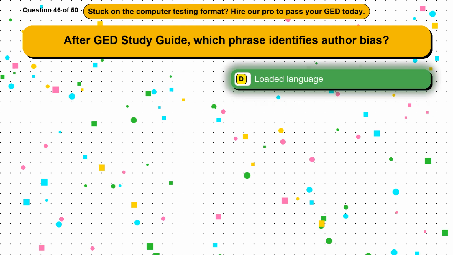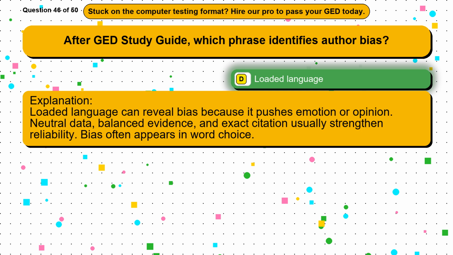The correct answer is option D. Loaded language. Loaded language can reveal bias because it pushes emotion or opinion. Neutral data, balanced evidence, and exact citation usually strengthen reliability. Bias often appears in word choice.